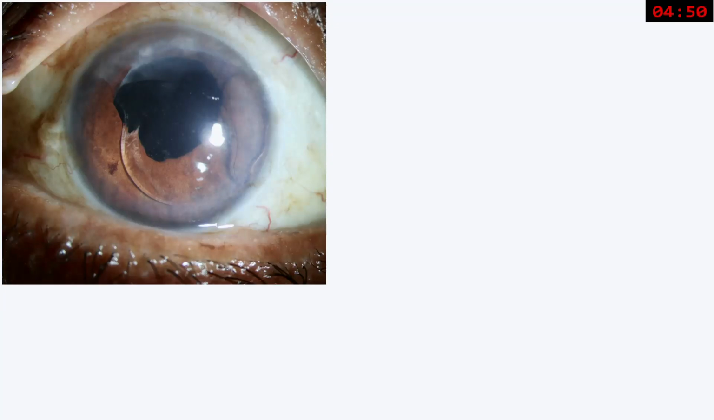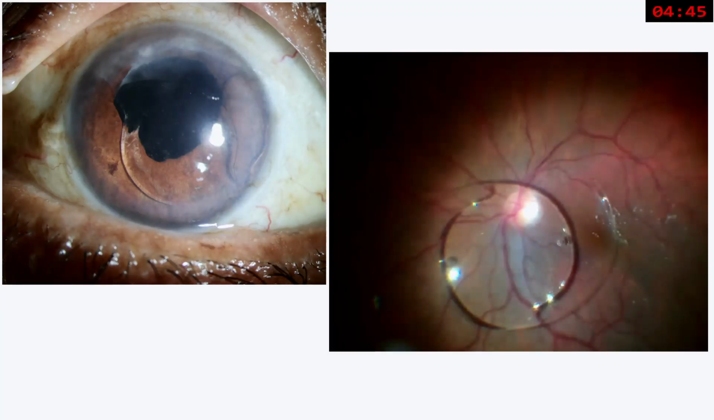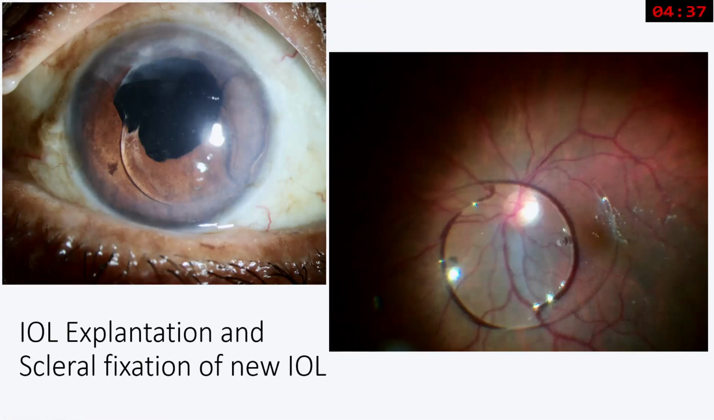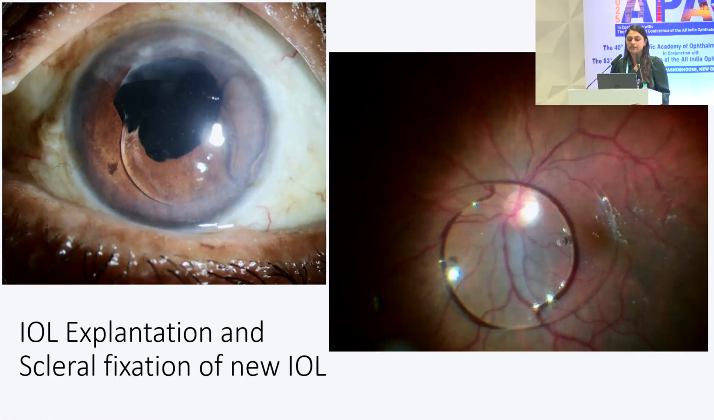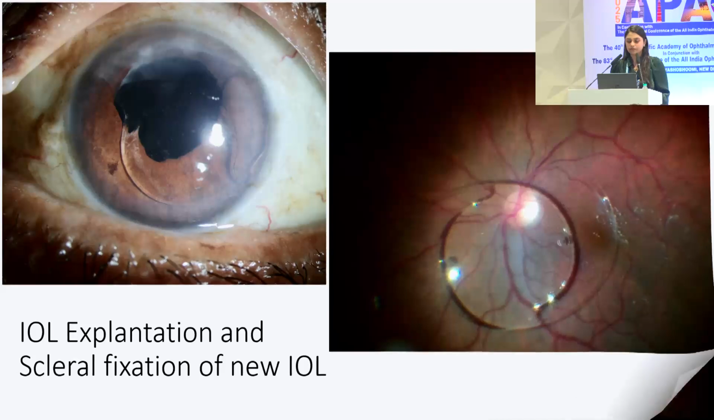So IOL subluxation and dislocation is seen in 1.2% of all the cataract surgeries performed. There are multiple causes like zonular weakness or pseudoexfoliation leading to loss of posterior capsular integrity. So the conventional management is IOL explantation and scleral fixation of a new IOL.